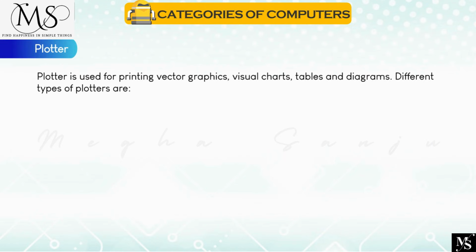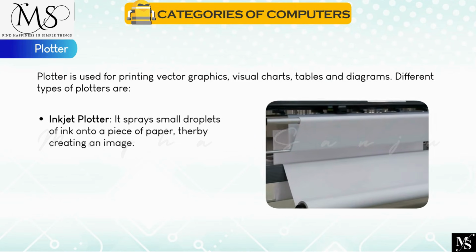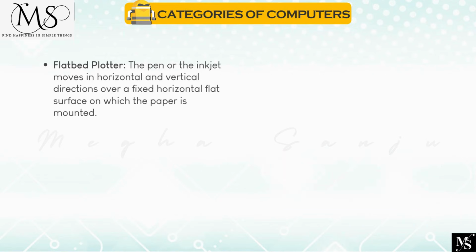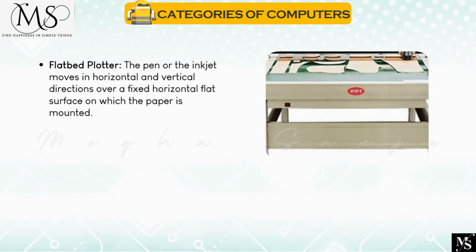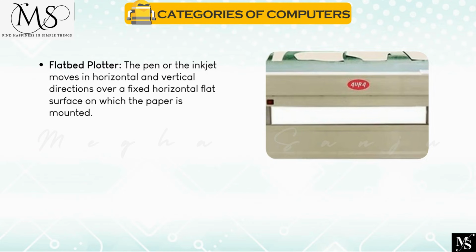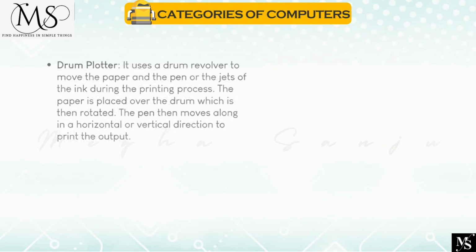Plotter. Plotter is used for printing vector graphics, visual charts, tables, and diagrams. Different types of plotters are inkjet plotter. It sprays small droplets of ink onto a piece of paper, thereby creating an image. Flatbed plotter. The pen or the inkjet moves in horizontal and vertical directions over a fixed horizontal flat surface on which the paper is mounted.